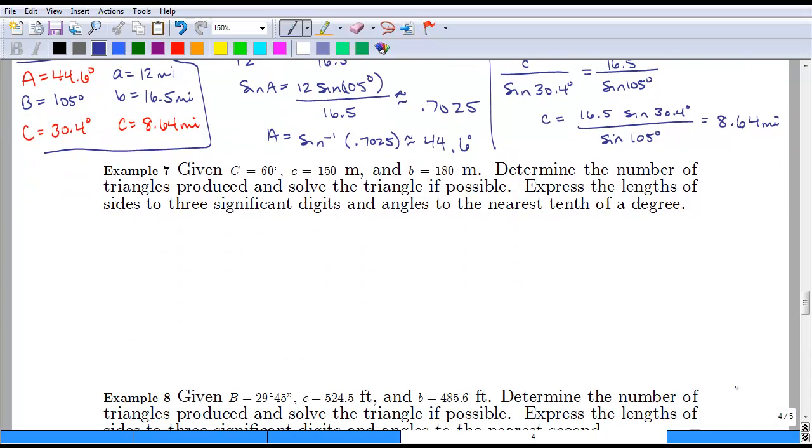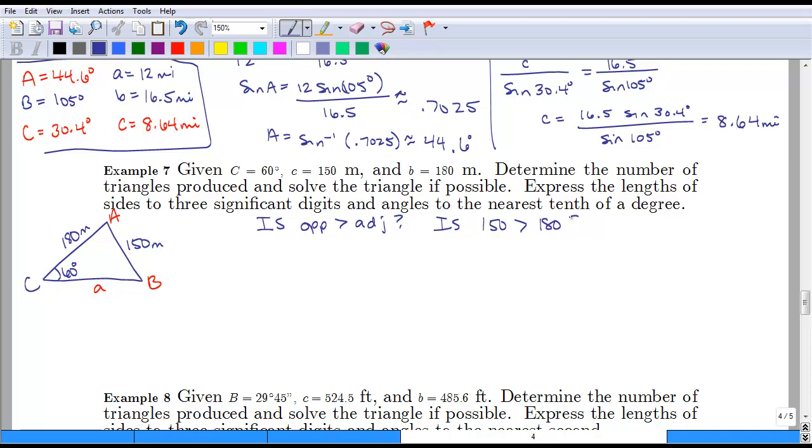This next example, if we are given that our angle C is 60 degrees, that opposite to that is 150 meters, and that our adjacent side is 180 meters. So that puts angle B down here, angle A up here, and side A down here. So again, first question, is the opposite side greater than the adjacent side? So in this case, is 150 greater than 180? Well, no. So we need to find H.